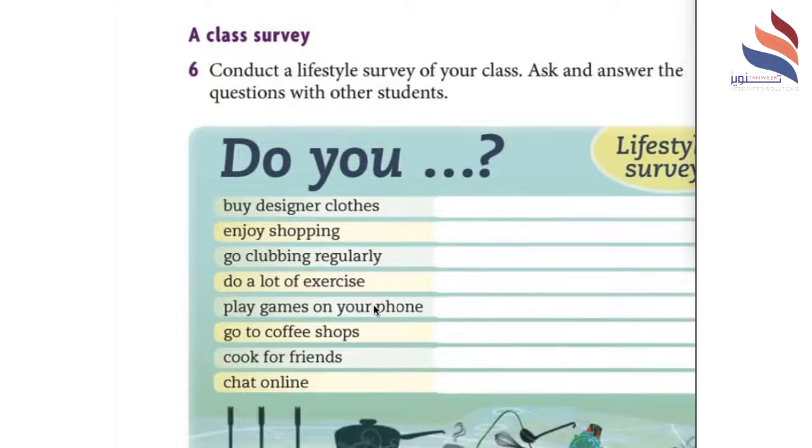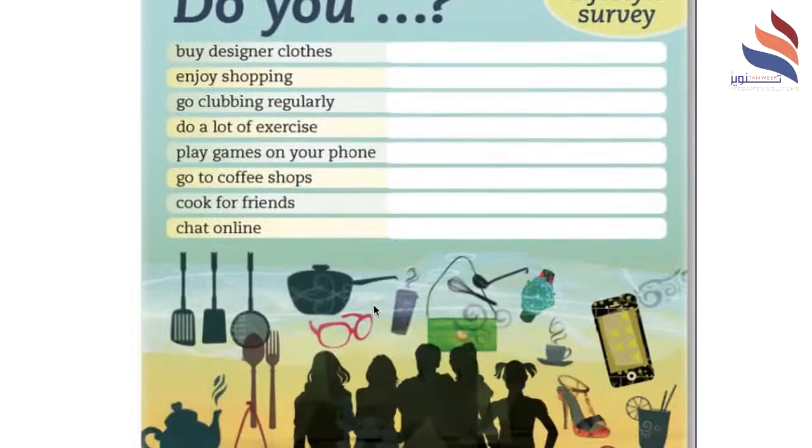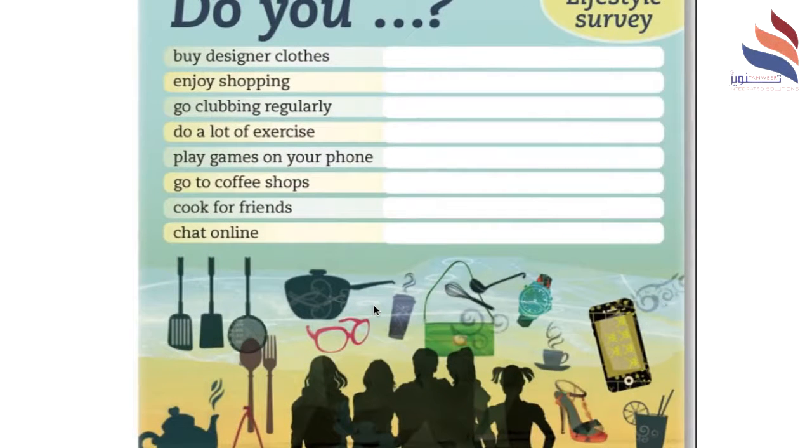Yeah, let's go for number class survey. Conduct a lifestyle survey of your class. Okay, you need to ask them, do you buy designer clothes? Do you enjoy shopping? Do you go clubbing regularly? Do you enjoy time out at clubs?